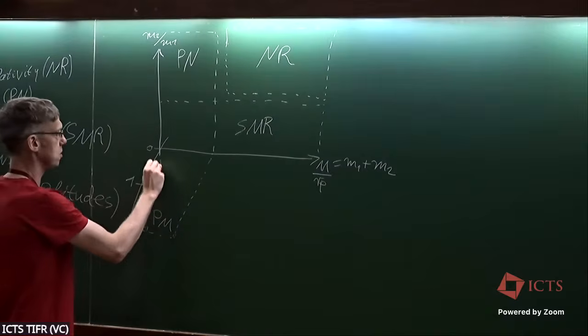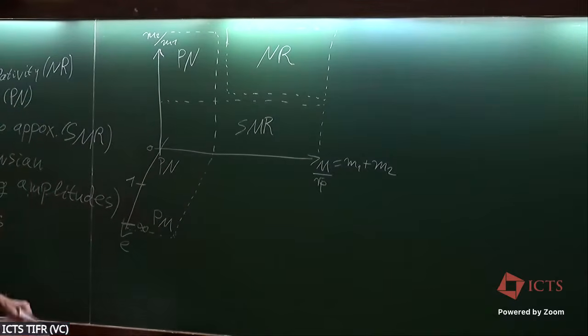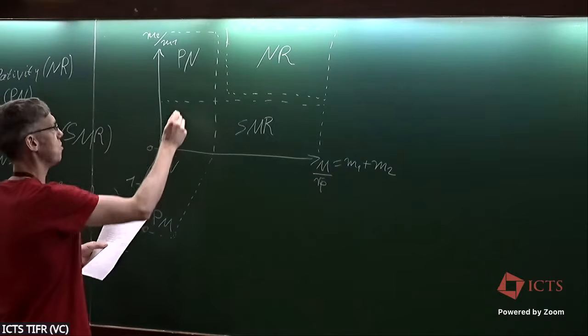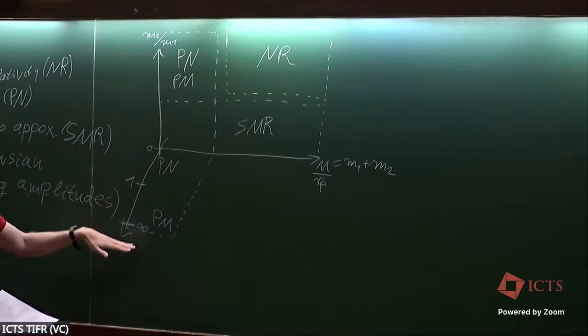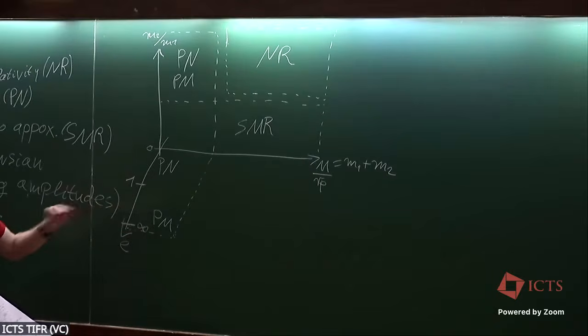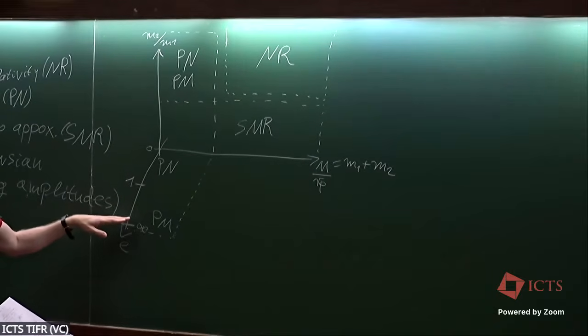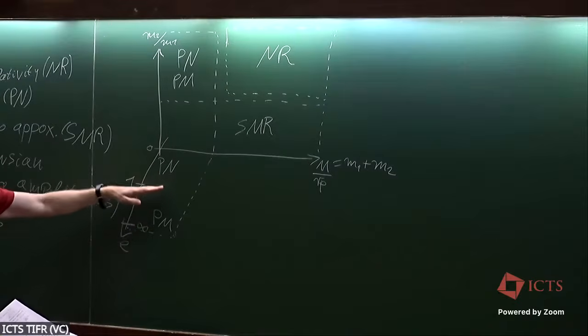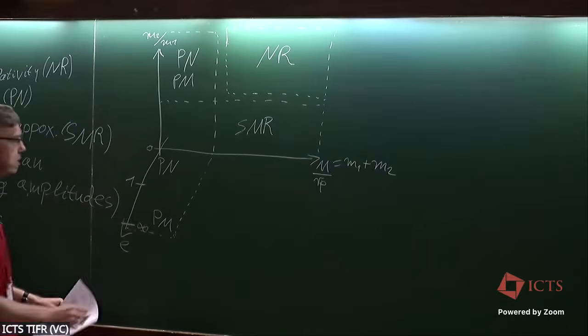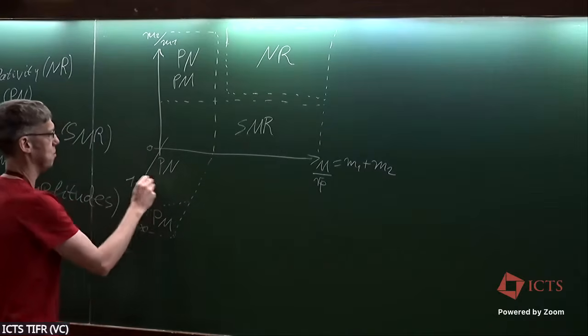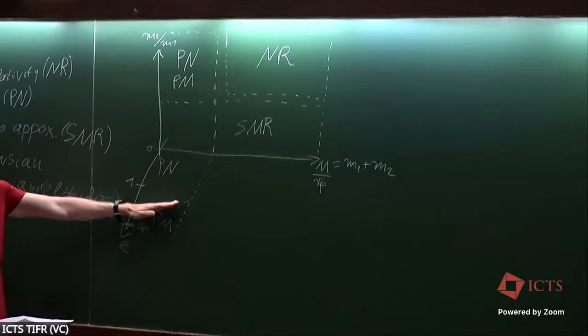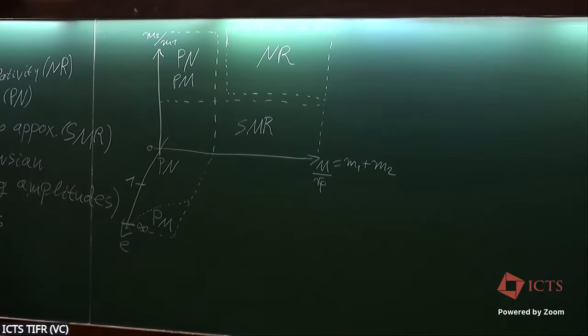Now, the post-Newtonian approximation is also applicable somewhere around here. And likewise, the post-Minkowskian approximation can also be used over here, because it's just a weak field approximation, but not a slow motion approximation. But the post-Newtonian cannot go all the way up to here. So there's some kind of limit up to where the post-Newtonian approximation is valid. And after that, only the post-Minkowskian approximation can be used. Right.